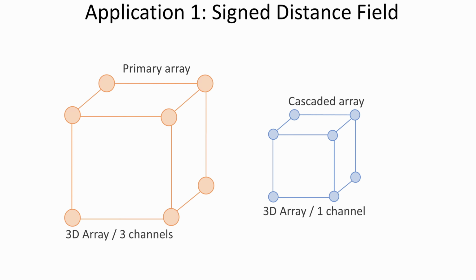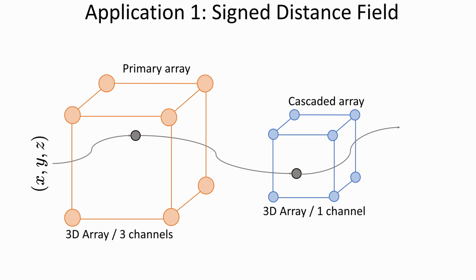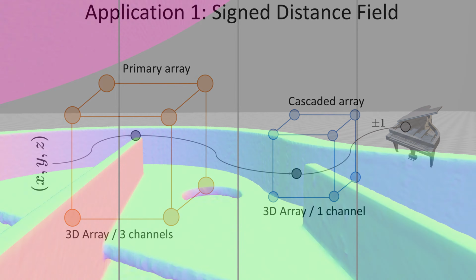Next, we show a variety of other applications of differentiable indirection. We start with our SDF representation. Our technique uses a 3D primary and a 3D cascaded array. We query the primary array with a spatial coordinate, and the representation learns a mapping from the spatial coordinates to binary density, either a plus or a minus 1. Here, positive and negative indicate exterior and interior of a geometry respectively. The output of the representation is used to construct a 3D mesh using the marching cubes algorithm.